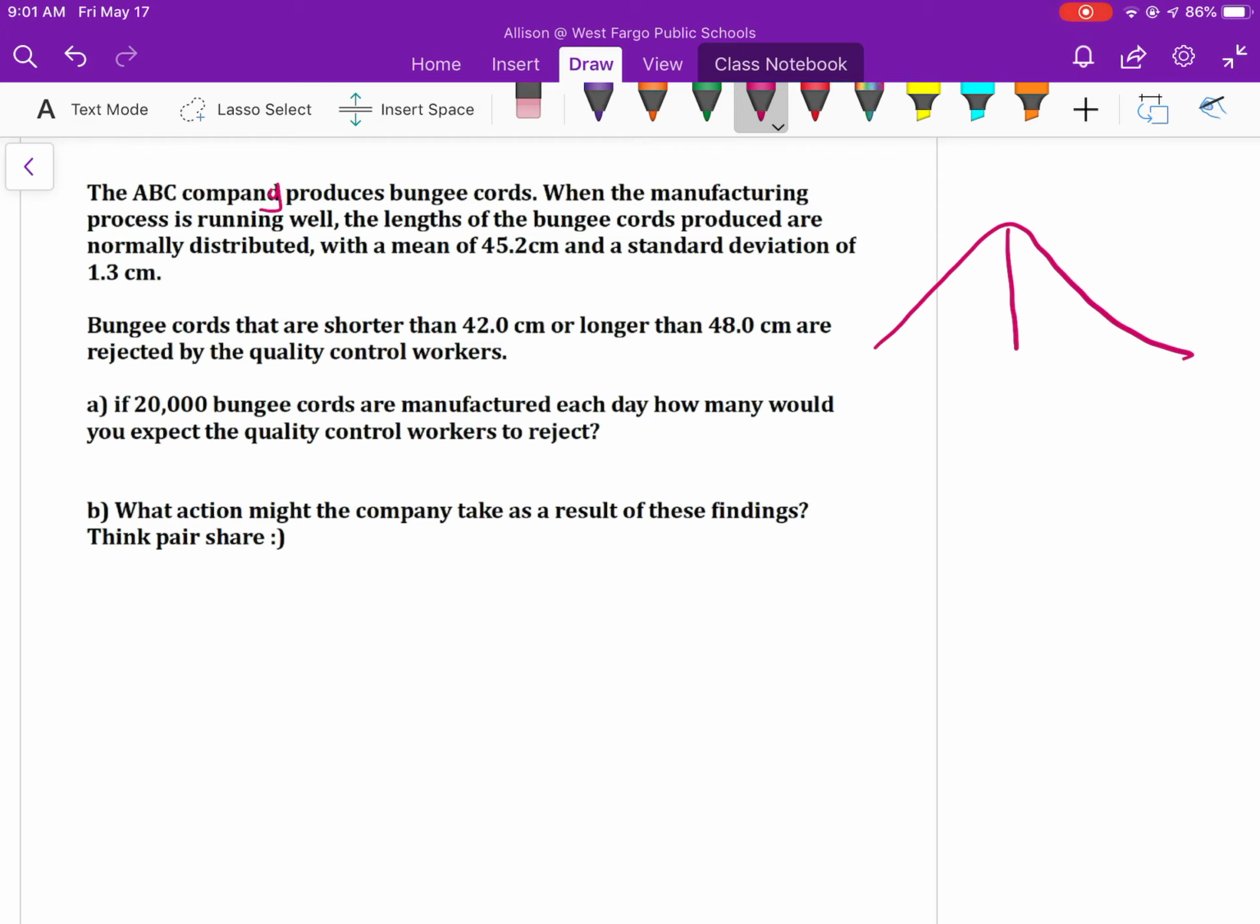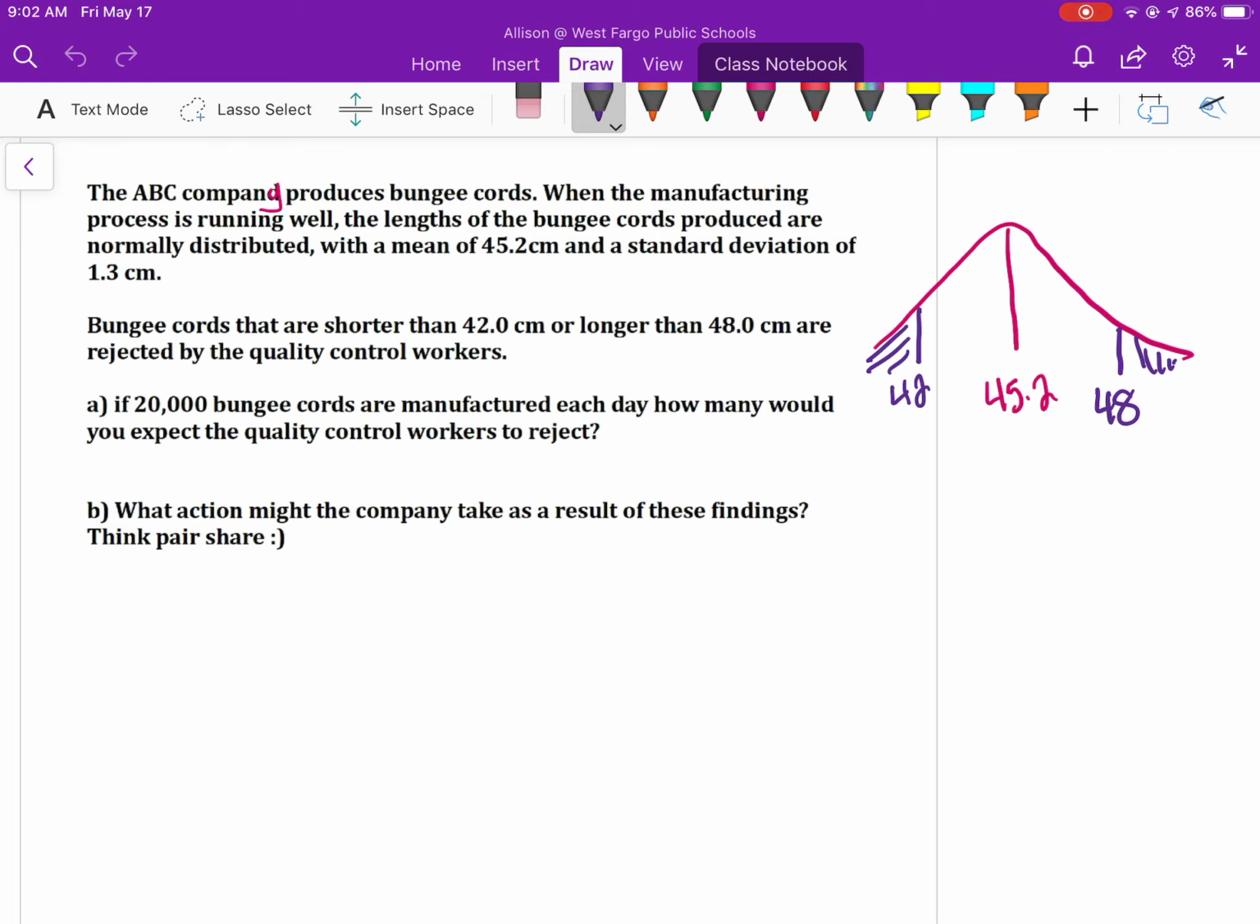I have an average bungee cord length of 45.2. And then it says that bungee cords that are shorter than 42 centimeters, so 42 centimeters and shorter, that's to the left, those are rejected. And longer than 48 centimeters, that's to the right, are rejected by quality control. And then it's both of these percentages. So I'm going to have to find those two areas and then add them together.